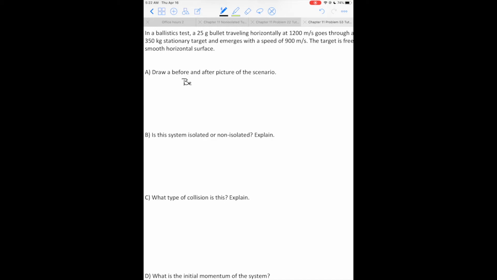So before and after. Before, we have a bullet coming in at a very fast 1200 meters per second. The mass of this bullet is very small, 0.025 kilograms, and there is some stationary target here, and that is key. It's stationary, so V equals 0, and we know that it's 350 kilograms. So that's our before picture.